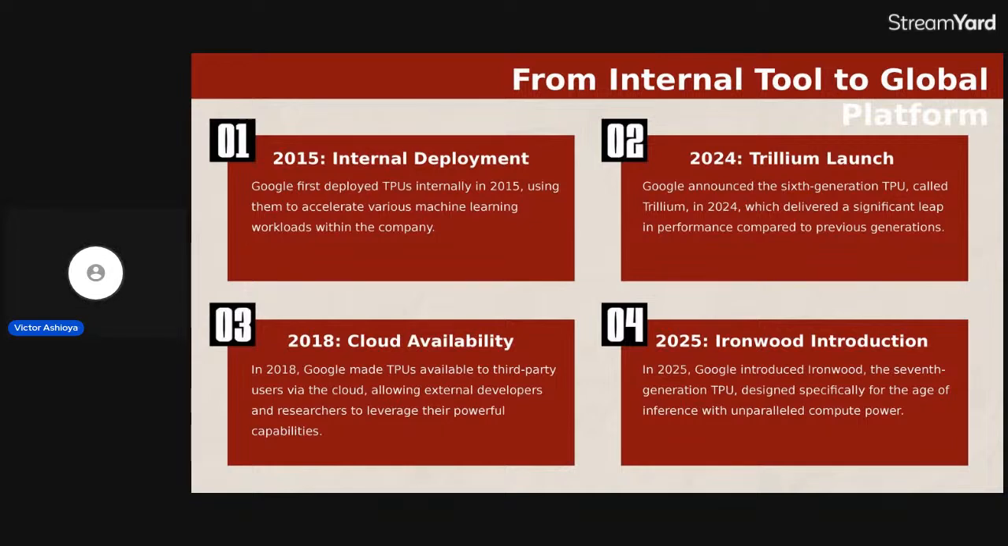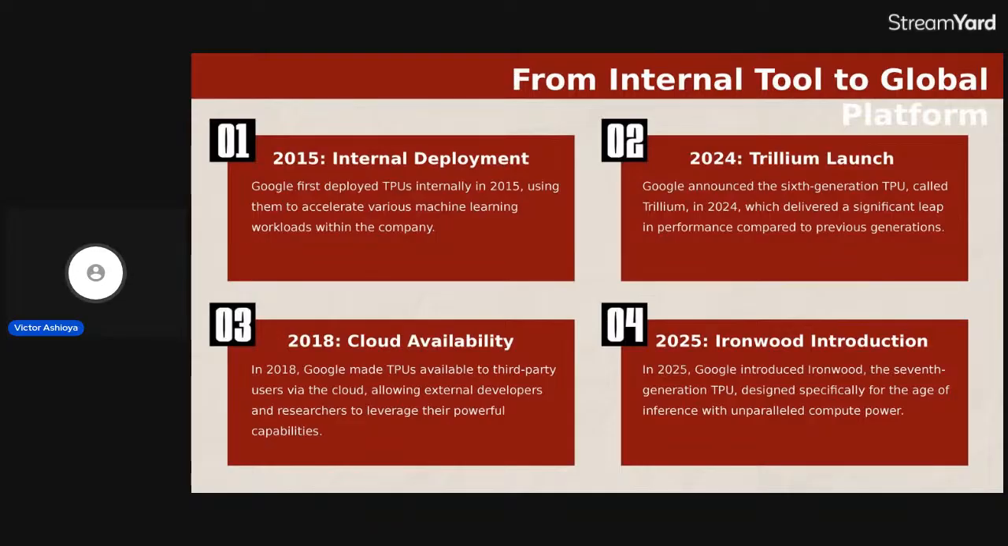Trillium is like the third iteration. And then, sorry, the sixth generation. I'm sorry, I confused it with another processor. Yeah. Google announced the sixth generation TPU called Trillium in 2024, which developed significantly. That's Google I/O. Go and watch Google I/O 2024. This was when the announcement was made.